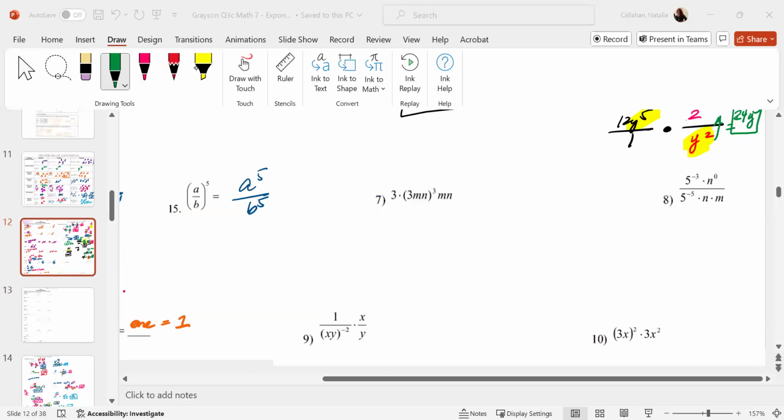Number 7. Okay, first thing you're gonna do is you have this part right there with the cube, right?